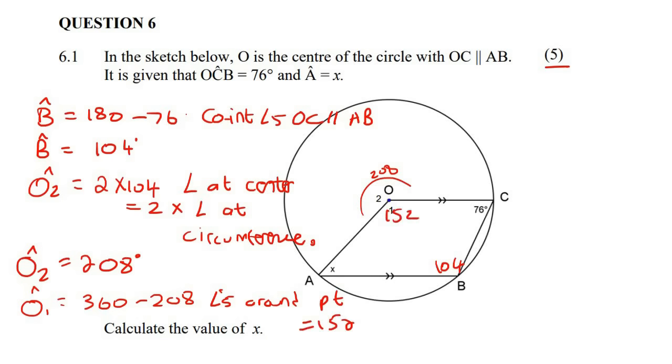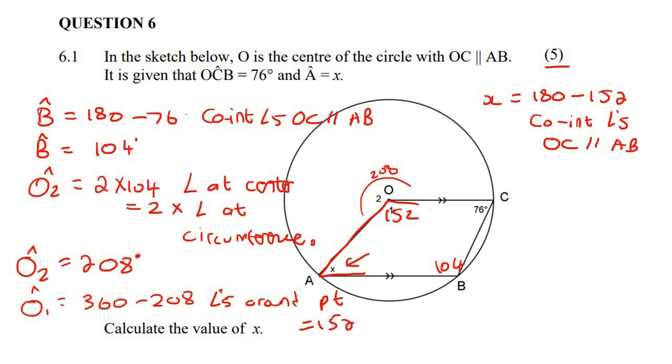So this is 152. Now I think we can just use, I know we can just use parallel lines over here to find x, because they're co-interior. So we can say 180 minus 152, and that is because they are co-interior angles, once again because OC is parallel to AB, and so x would end up being 28 degrees.